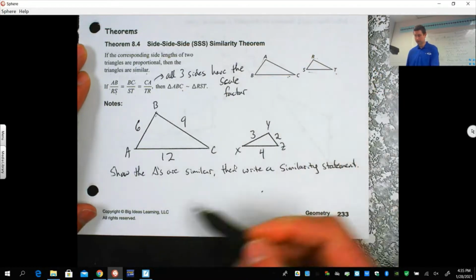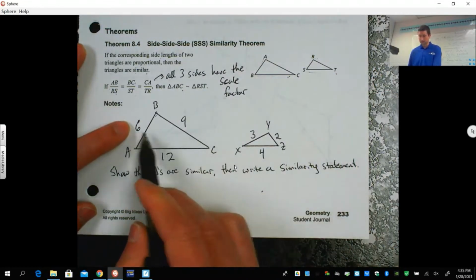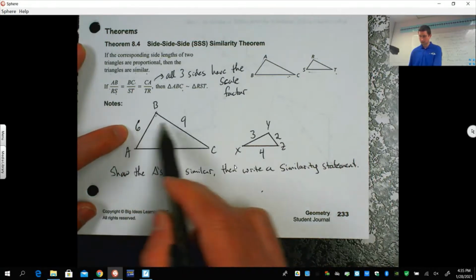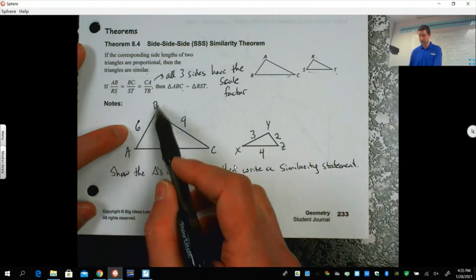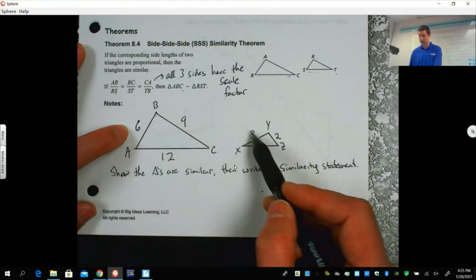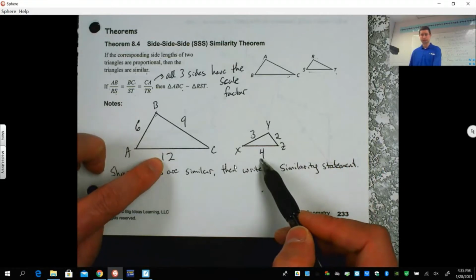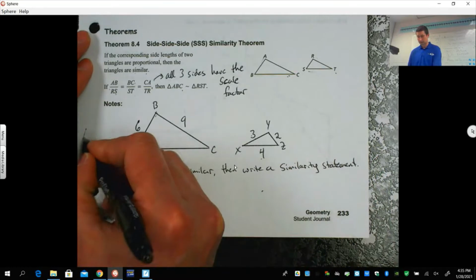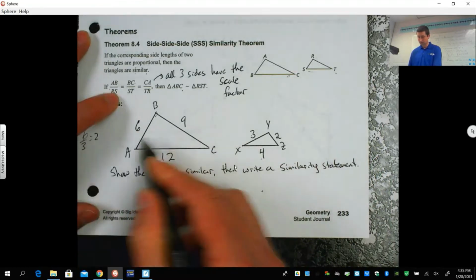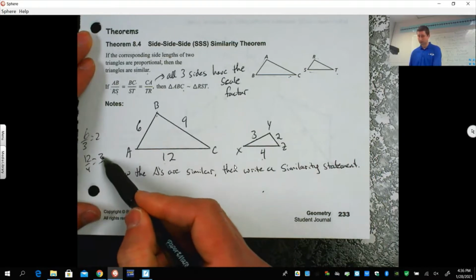Okay, so show that the triangles are similar. If I try to do AB over XY, 6 over 3 is 2, but if I do 12 over 4, that's 3. That would not be similar. Okay, so I'm trying to match up some things. 6 over 3 equals 2, 12 over 4 equals 3. That's not the same thing. That's not going to work.